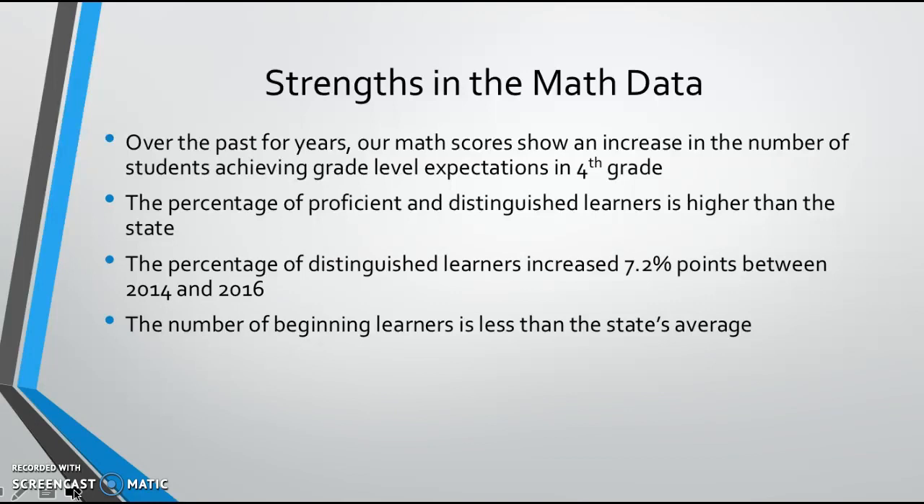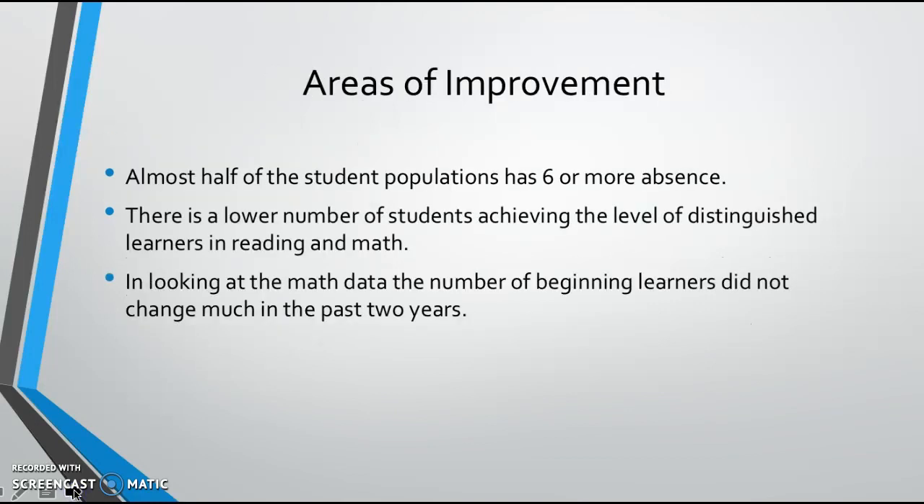Now we are looking at the areas of improvement at our school. We noted almost half of the student population has 6 or more absences. In the school improvement plan, we address the number of students with excessive absences. This might be an area we need to address again because we still have too many students absent.